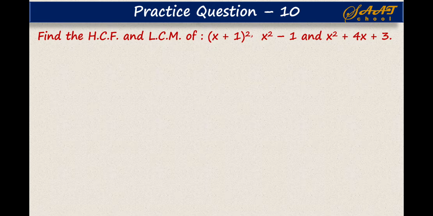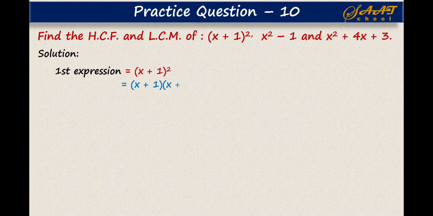If not, follow me. Here the first expression is (x plus 1) whole square, which is in the form of (a plus b) whole square, and that can be written as (x plus 1)(x plus 1). The second expression here is x square minus 1, which is in the form of a square minus b square. So that can be written as (x plus 1)(x minus 1).